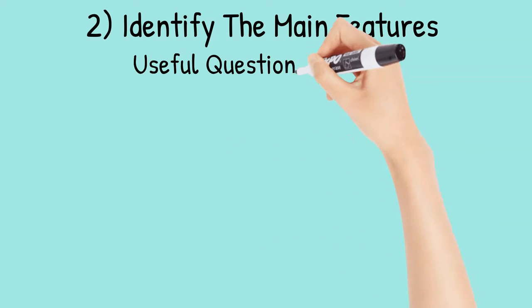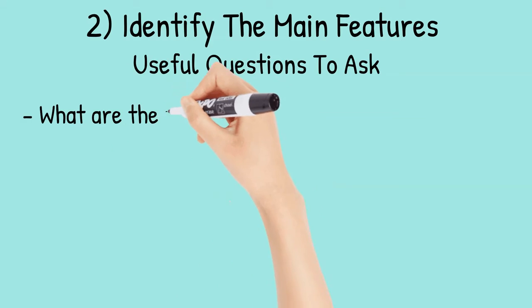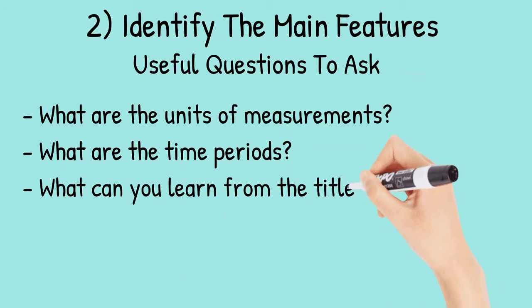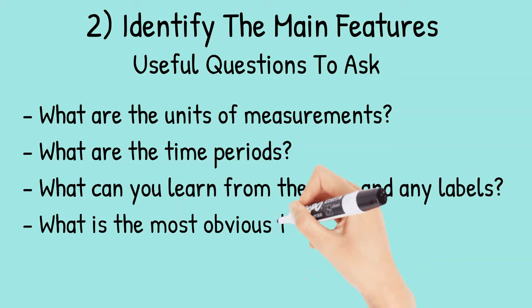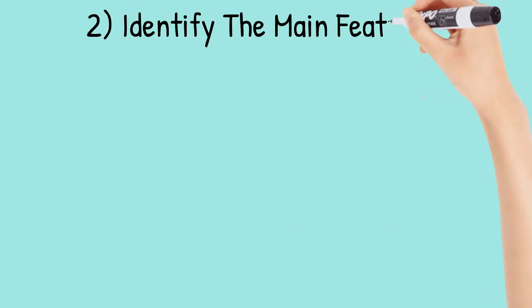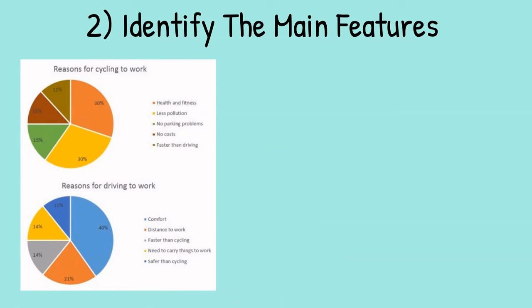Here are some useful questions to ask. What are the units of measurements? What are the time periods? What can you learn from the title and any labels? What is the most obvious trend? And are there any notable similarities? Pie charts generally have titles and labels, or sometimes the key instead of segment labels, as in our practice question. The key explains what each segment of the pie chart represents.